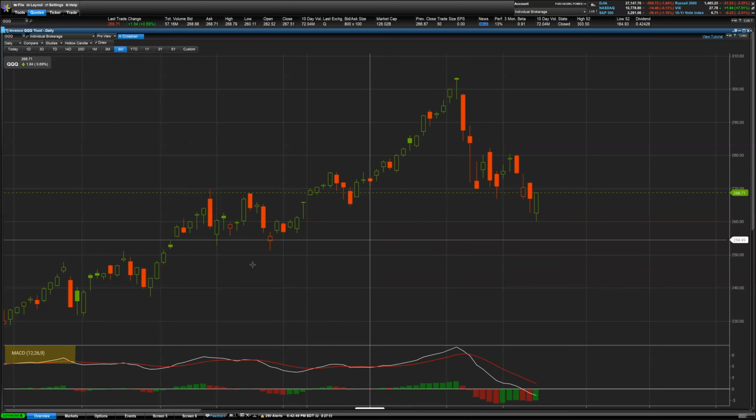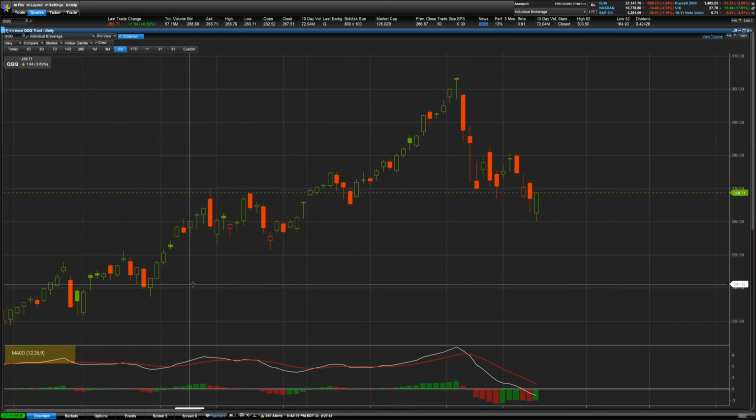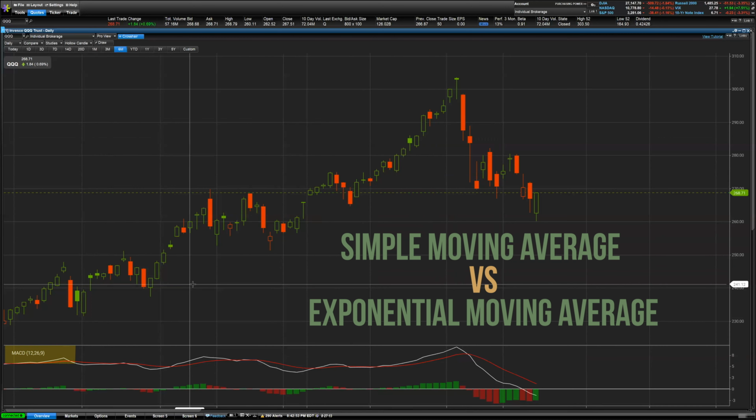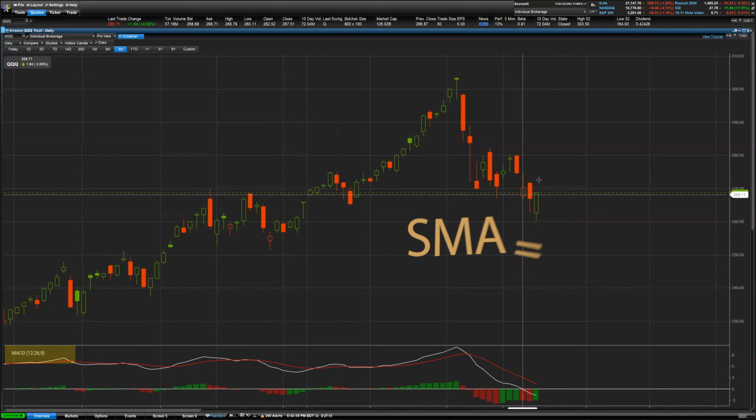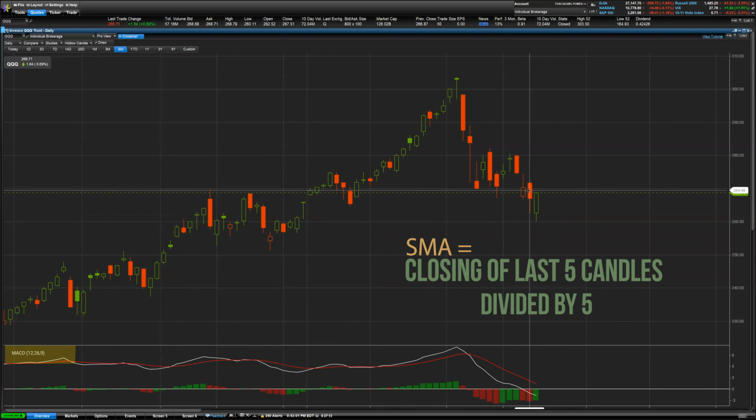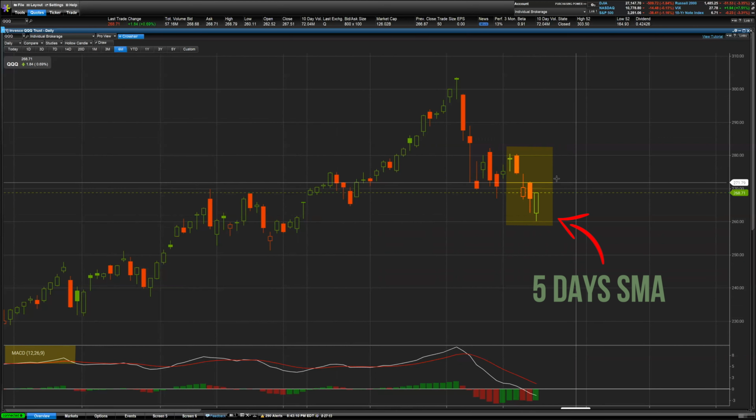Now, simple moving averages, a lot of people ask, what's the difference between a simple moving average and an exponential moving average? Well, simple moving averages are taking the closing price of the last, let's say we're using the 5-day simple moving average. So it's taking the closing price of the last 5 candles and dividing by 5. And that gives us our 5-day simple moving average.